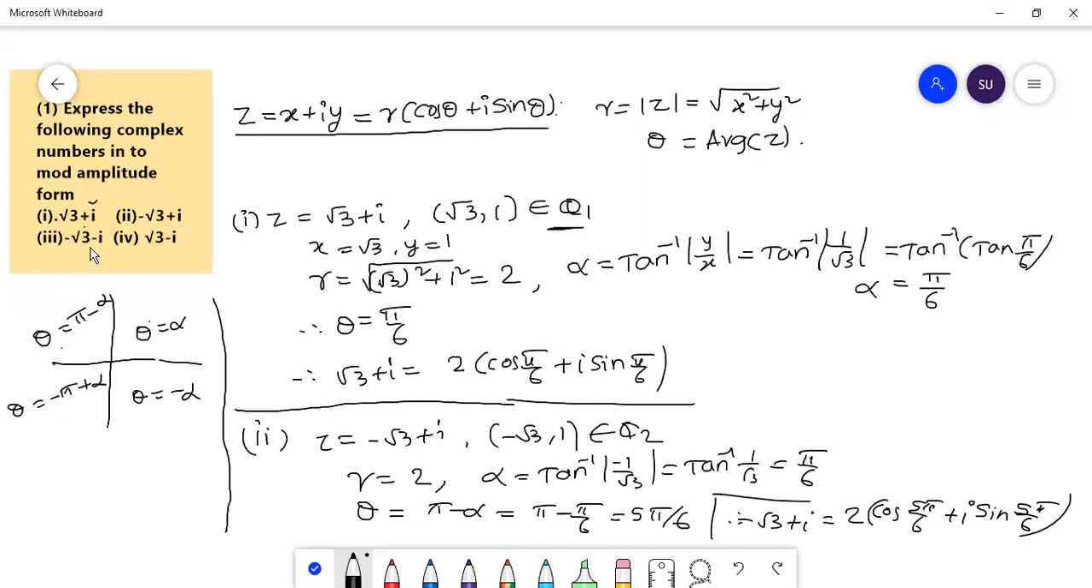So the third one will be what? Here theta is minus pi plus alpha. Alpha is anyway pi by 6 only, so minus pi plus pi by 6. And if it is in the fourth quadrant, theta is equal to minus alpha, which means minus pi by 6. The same way we try the remaining two problems. Next we will move to another question.